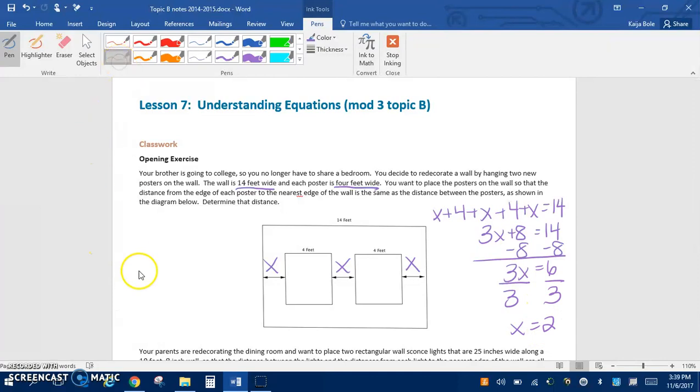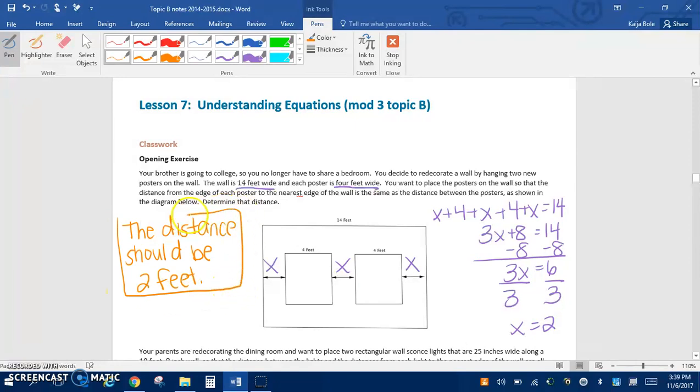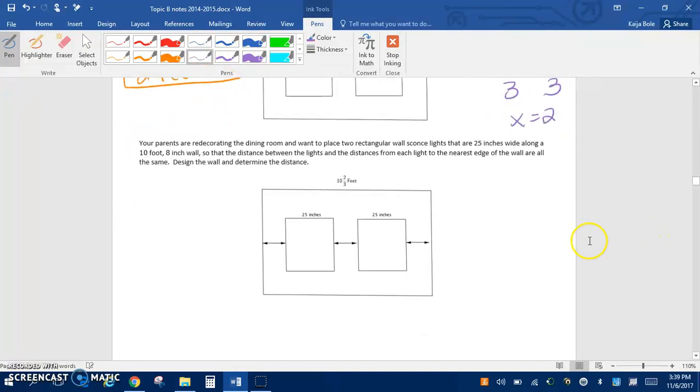So then the answer would be that the distance should be 2 feet. Alright, that's number 1. So if you scroll down, another similar example here with another picture.